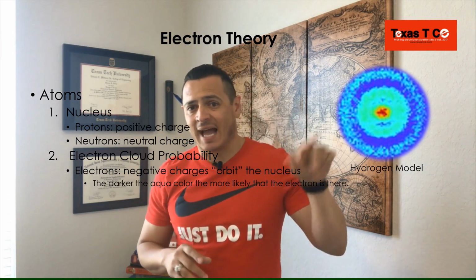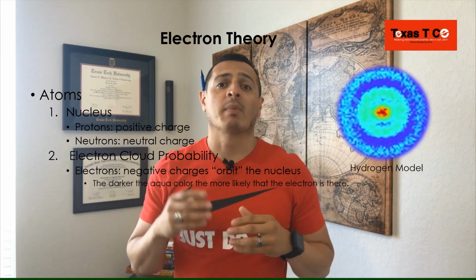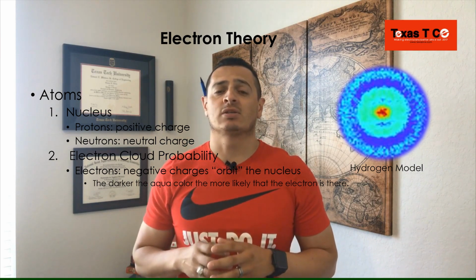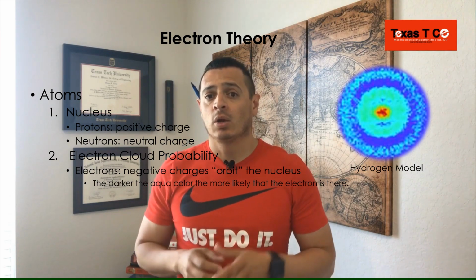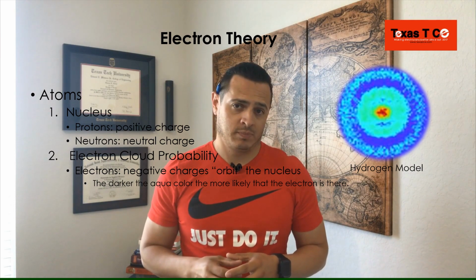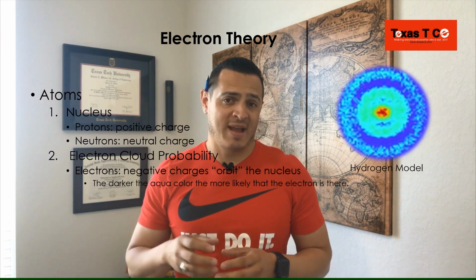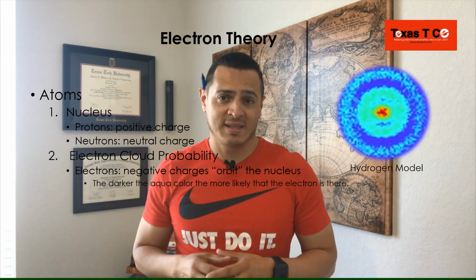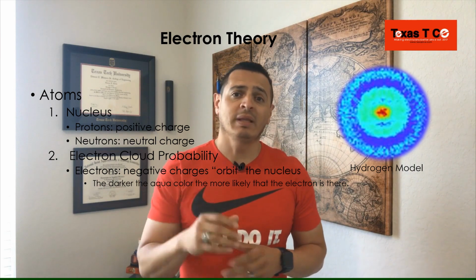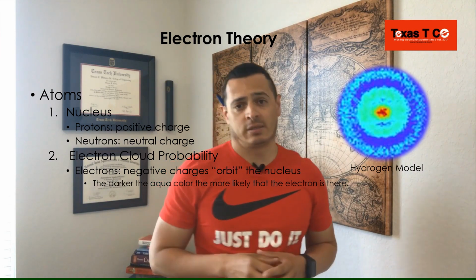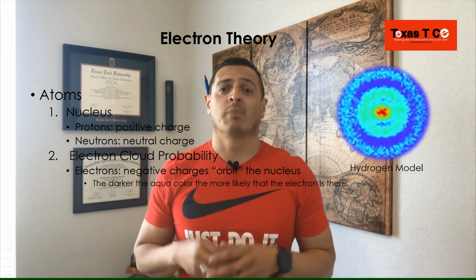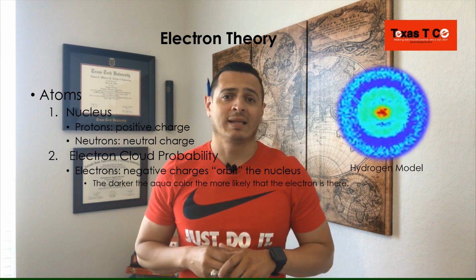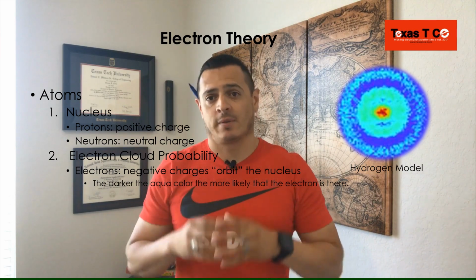You see that hazy cloud? That's the electron cloud probability. You see, electrons have a negative charge and orbit the nucleus, although we can't exactly determine where that electron is going to be. We can only calculate with advanced mathematics like binomial or Gaussian distribution or Poisson's theory and the like, its probability of being in a certain location. Thus, the electron cloud probability. Essentially, the darker the aqua color, the more likely that the electron is going to be there.